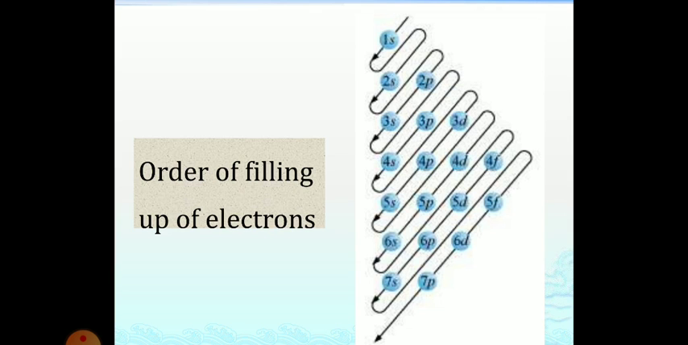So students, this is a very important diagram which you can learn, and by knowing this diagram you can fill the electrons in increasing order of the energy levels. And if you want to write the electronic configuration for a particular atom having atomic number above 30 also, you can write the electronic configuration correctly.